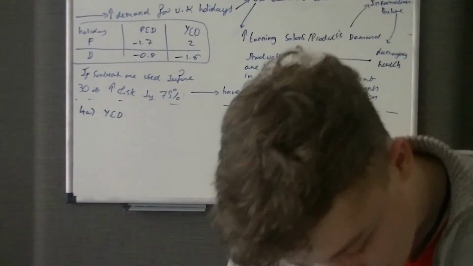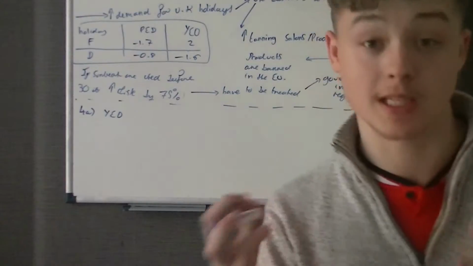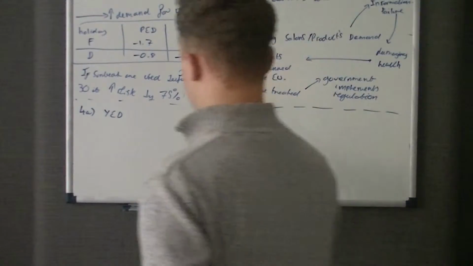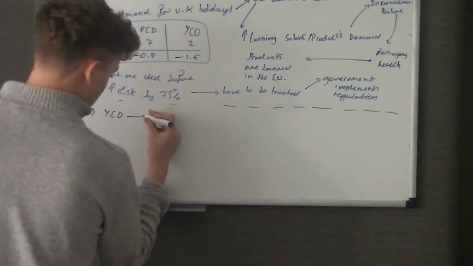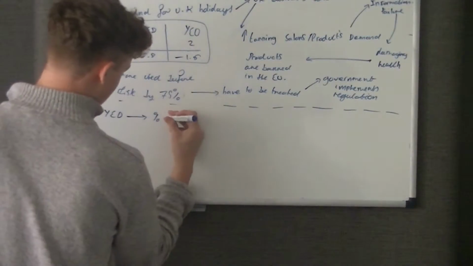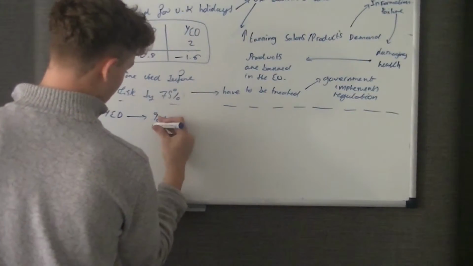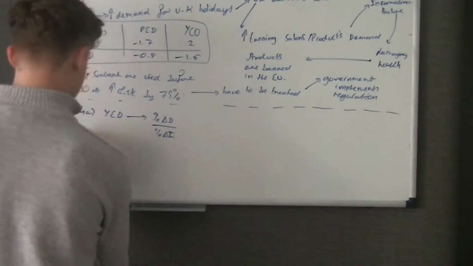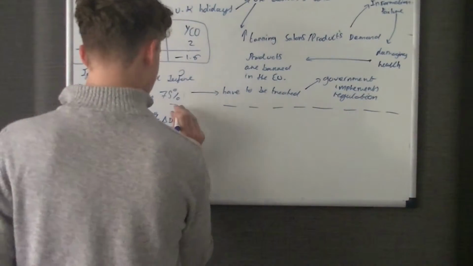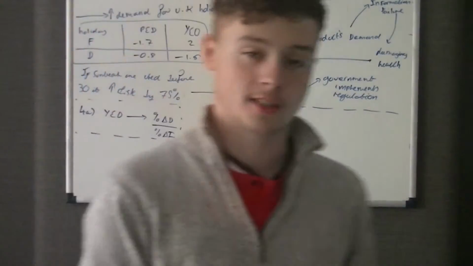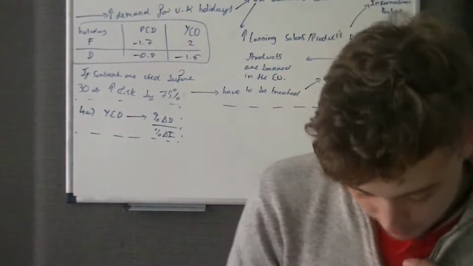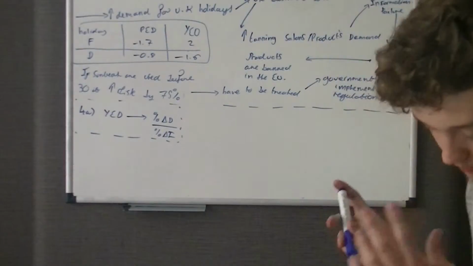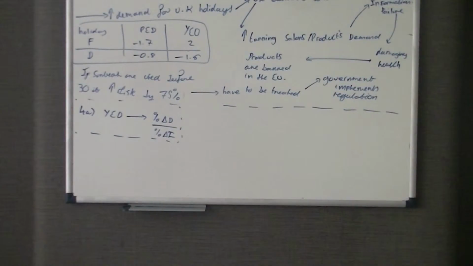Is that all I put? Yeah, and then you'd state the formula, which is YED is percentage change in demand over percentage change in income. So that's your first foray. Whenever you're defining elasticity, you always give the equation of it.